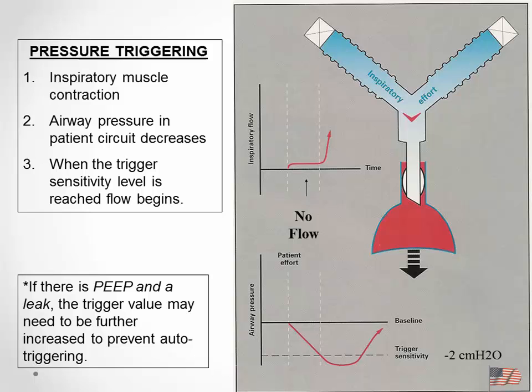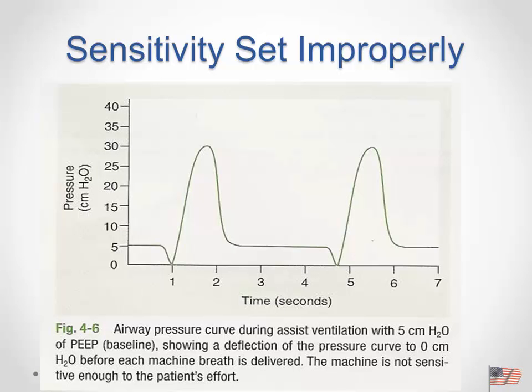Okay. What about pressure triggering? Well, pressure triggering is just looking for a drop in airway pressure. When that airway pressure decreases to the sensitivity level, flow begins. It too is affected by leaks with PEEP, but not as profoundly. So here I have 5 centimeters of PEEP being applied. Notice that it's requiring them to draw back 5 centimeters of water to trigger the breath on.